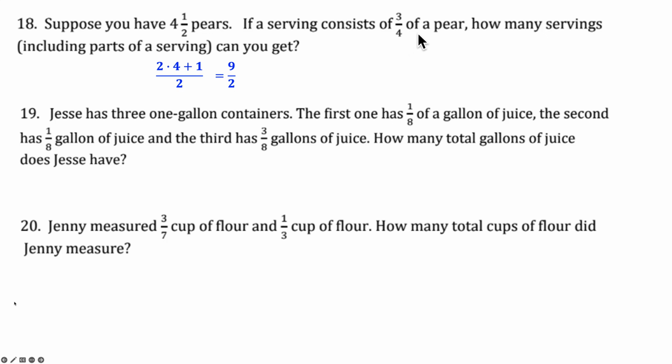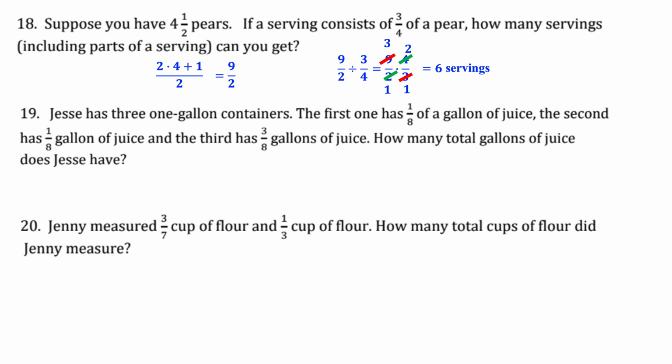Now, we want to find how many servings of 3/4 can divide evenly into 9 halves. So we're going to divide 9 halves by, whoops, we're not going to divide. We're going to multiply by its reciprocal and do some simplifying. 3's can go into the 9's, 3 and 1, 2 can go into 4. So 3 times 2 is 6. You have 6 servings of pears.